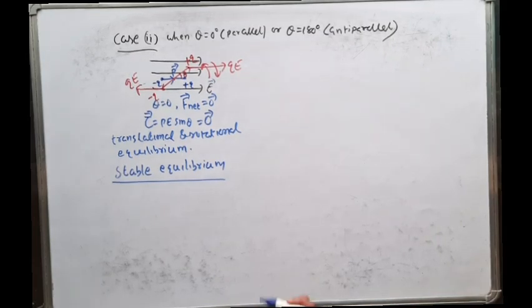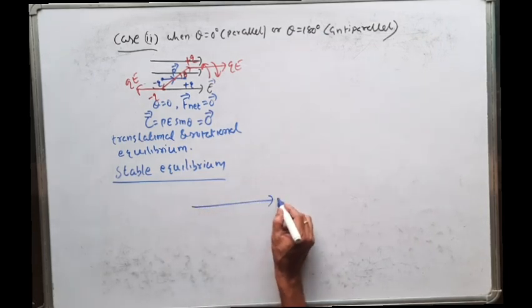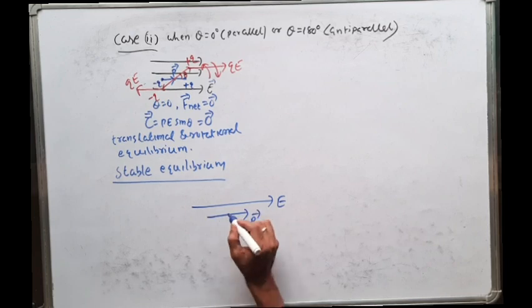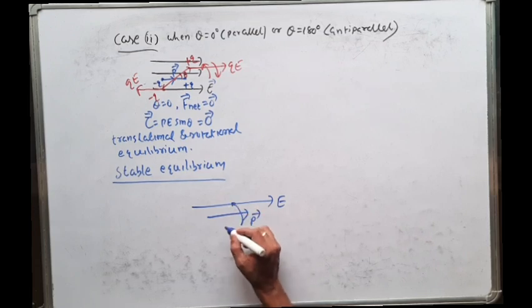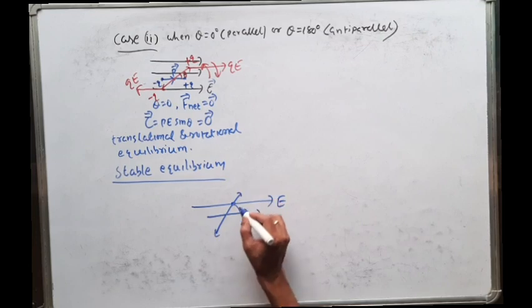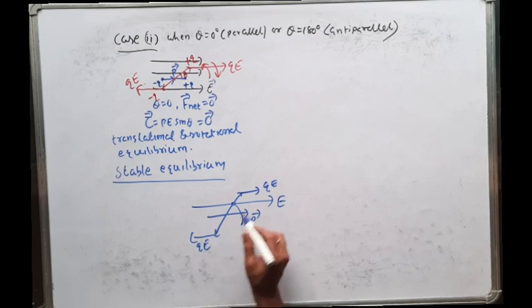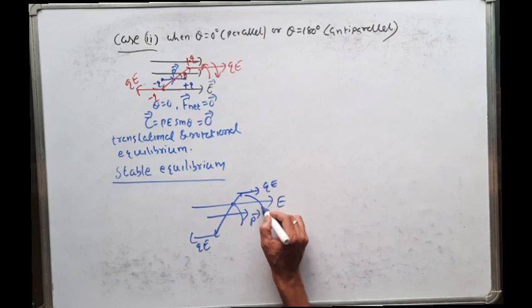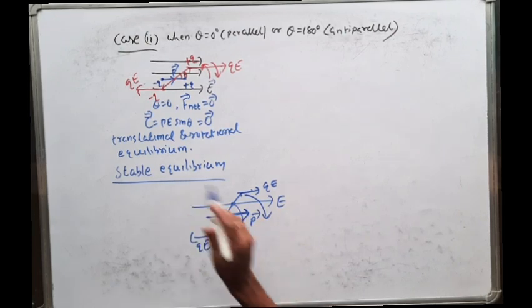So you see, initially this is the electric field and this is the dipole. If I rotate the dipole in anti-clockwise direction, the dipole will come to here. Again here qE force, here qE force. So these two forces will develop, which will try to rotate the dipole to bring it back to its original position. That's why it is called stable equilibrium.